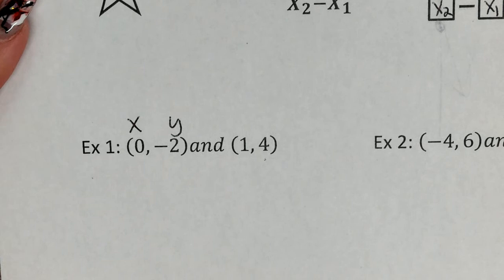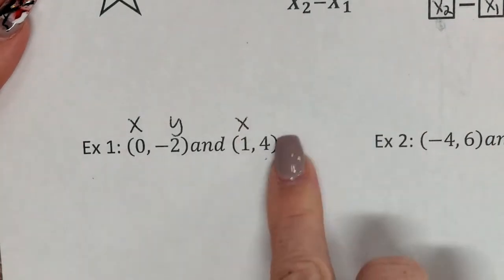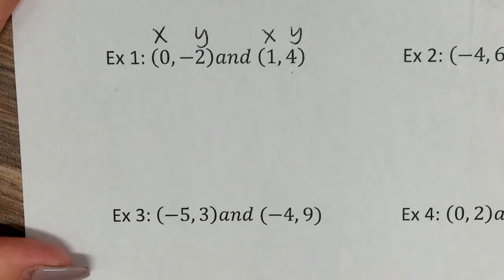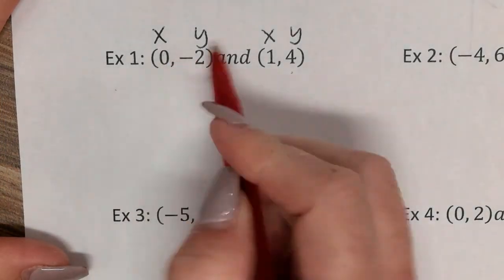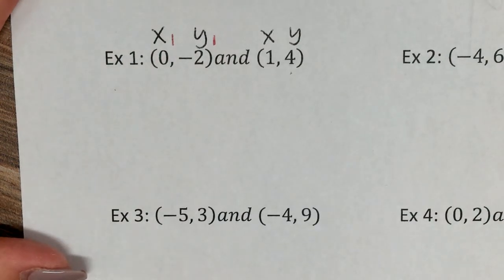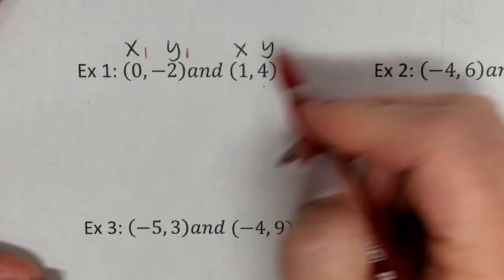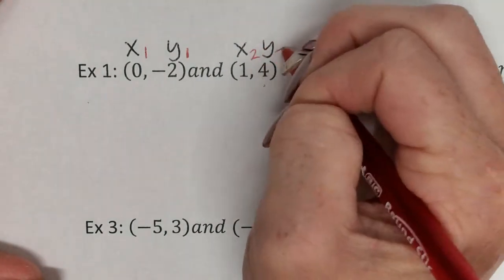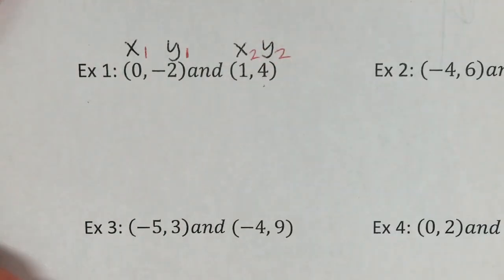People in the back row, pay attention. This is an x. What's this? Y. Label them. Since these came first, I'm going to call them the ones because they're first. Since these came second, what am I going to call them? The twos, because they're second. It's that simple.